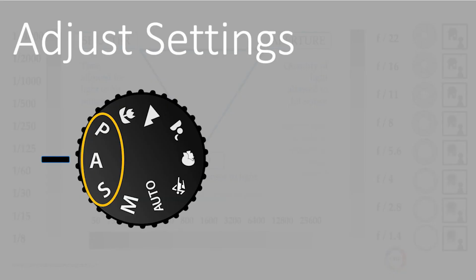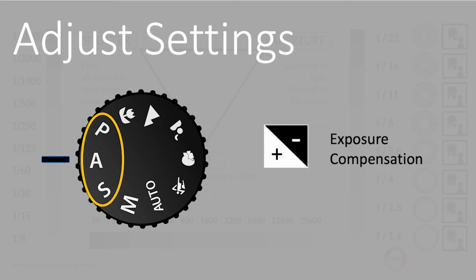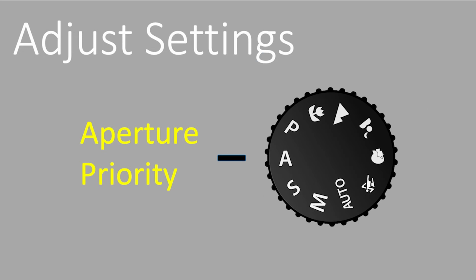If our camera is set to P program mode, or aperture priority mode, or shutter priority mode, we can use the helpful function called exposure compensation. The bad news is it doesn't work on any other settings other than P, A, and S. So let's see an example using aperture priority.